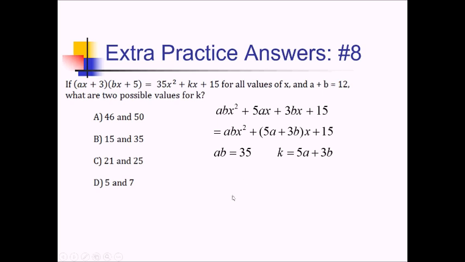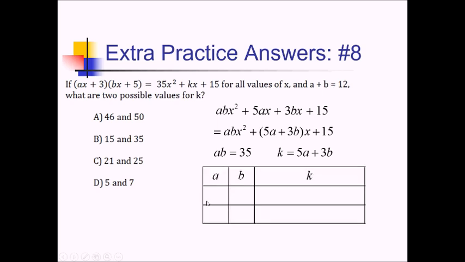So I'm going to make a tiny little table here. Let's say that A is 5. That means B would have to be 7. Now they wanted to know K values. So what happens if I plug in 5 and 7 for A and B in this 5A plus 3B expression that we said was the same as K? We would have 5 times 5 plus 3 times 7. That would be 25 plus 21, which would be 46. And that's already one of the answer choices, choice A.